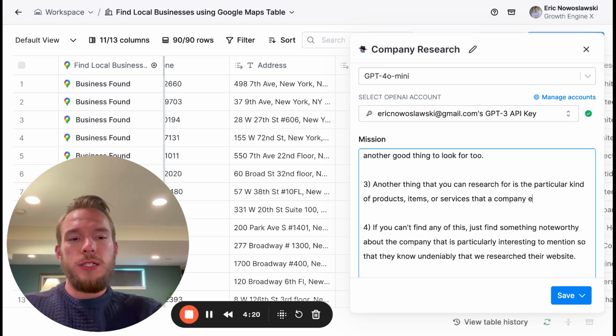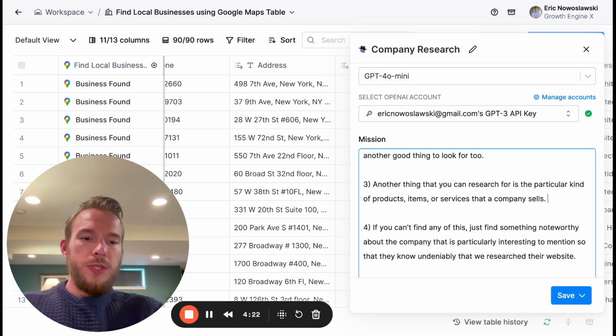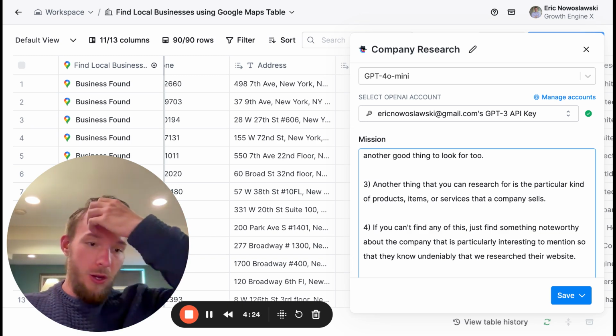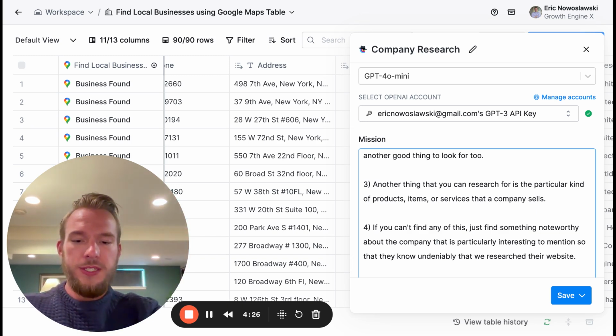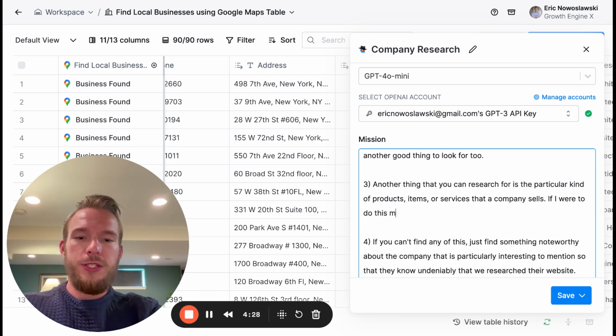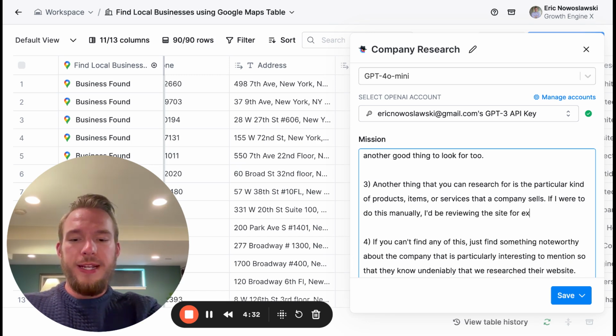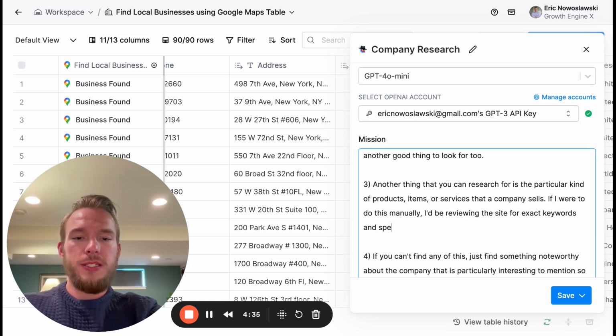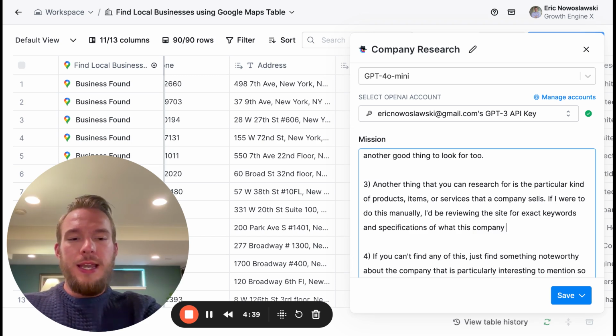So now I'm telling it generally what I want it to do. It already knows to reference the other stuff. So I'm going to say, if I were to do this manually, I'd be reviewing the site for exact keywords and specifications of what this company actually sells.